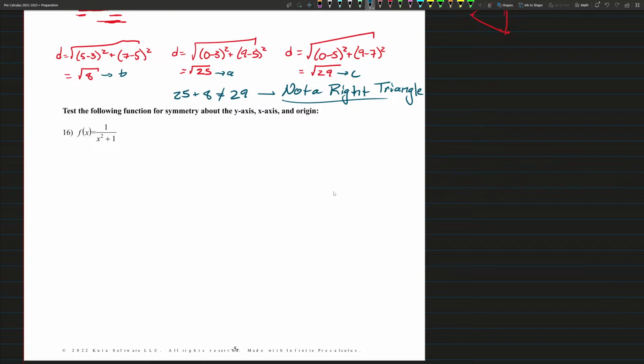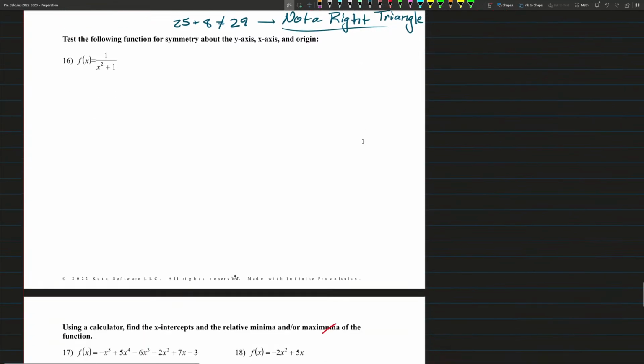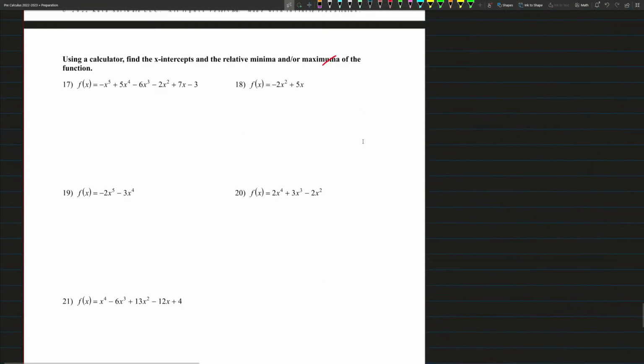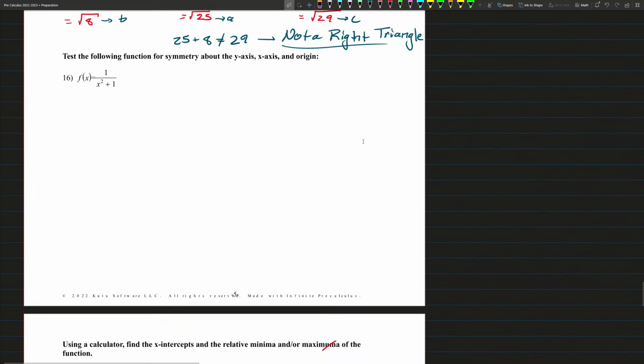Symmetry. So I have this above. For symmetry about the y-axis, we need to test if f of x is equal to f of negative x. So all we're doing now is plugging in negative x into this function. So if we do that, we get 1 over negative x squared plus 1, which comes out to 1 over x squared plus 1. This is equal to f, therefore there is symmetry about the y-axis.